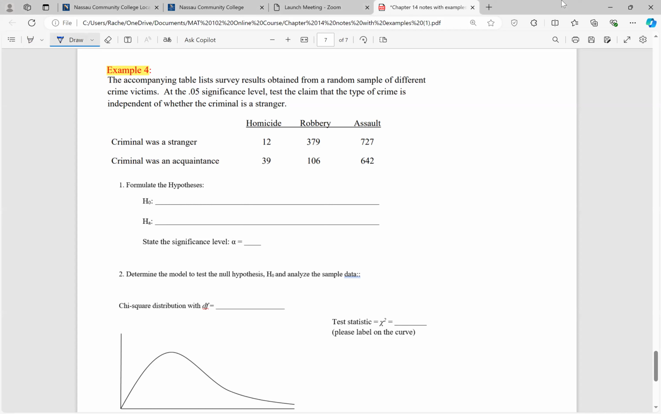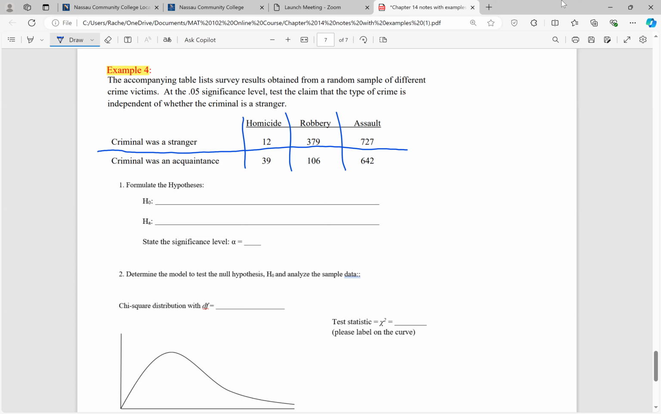So we have the different types of crimes here: homicide, robbery, and assault, and then whether the criminal was a stranger or the criminal was an acquaintance. So here's my contingency table. We have 2 rows, 3 columns. And like I did in the last example, if it's helpful to add the grid lines, you can do so, but it's not necessary, just a matter of preference. And in this example, I didn't give the row or the column totals.